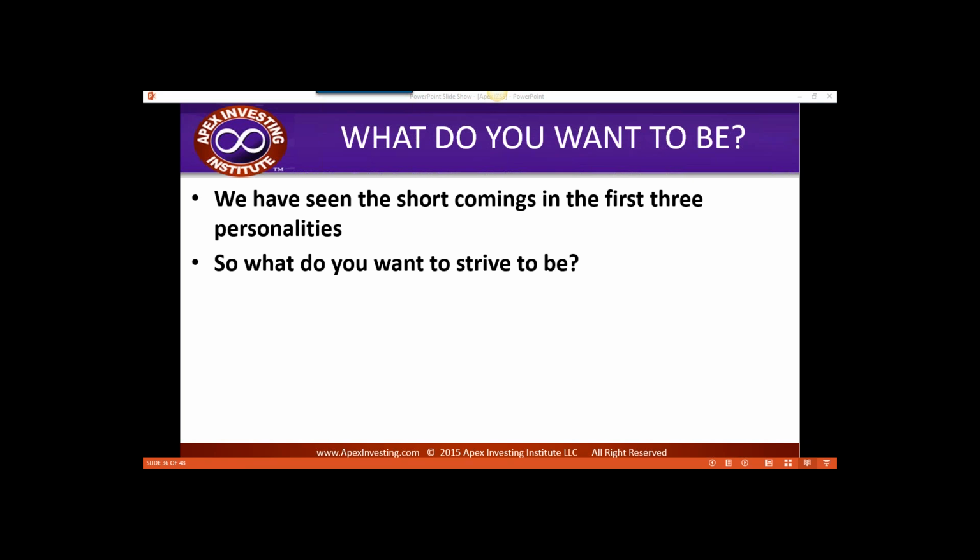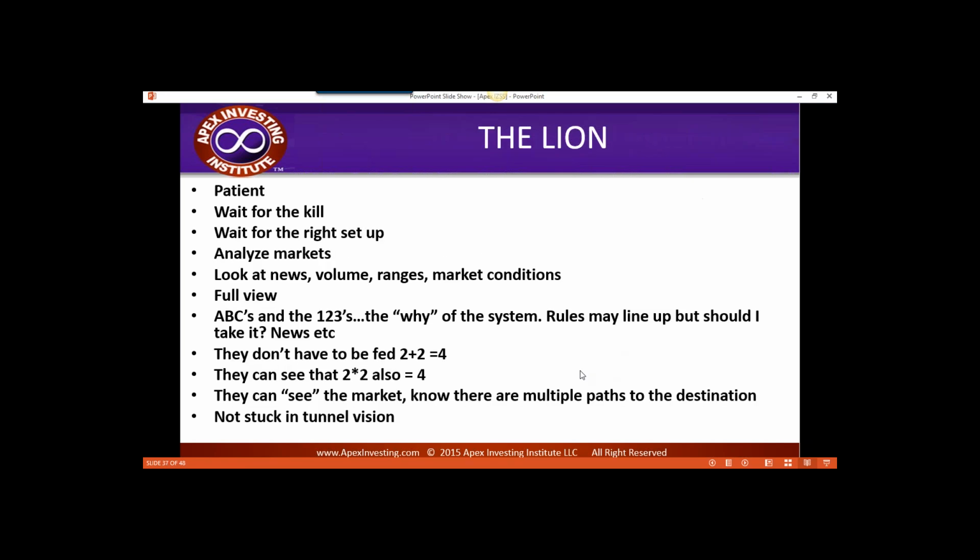So, what do we want to be? Let's talk about the lion. King of the jungle, the lion. When you think about the lion or you watch these documentaries online, what do you see? You see the lion just crouched there, sitting in the tall grass, right on the edge of the woods, just patient, watching and waiting, right?